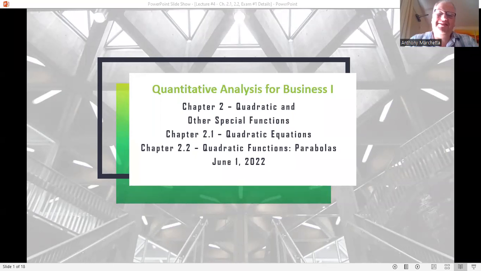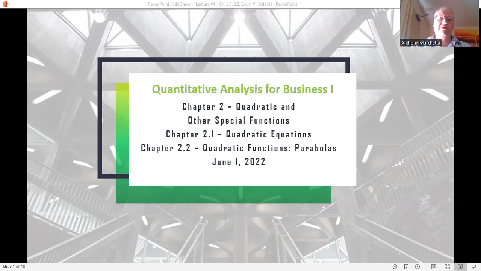Welcome back, quantitative students. Today we're going to continue with our conversation about economic functions, i.e. the cost, revenue, and profit, as well as market equilibrium using the demand and supply curves. But this time we're going to talk about them as they apply to functions that are not linear.